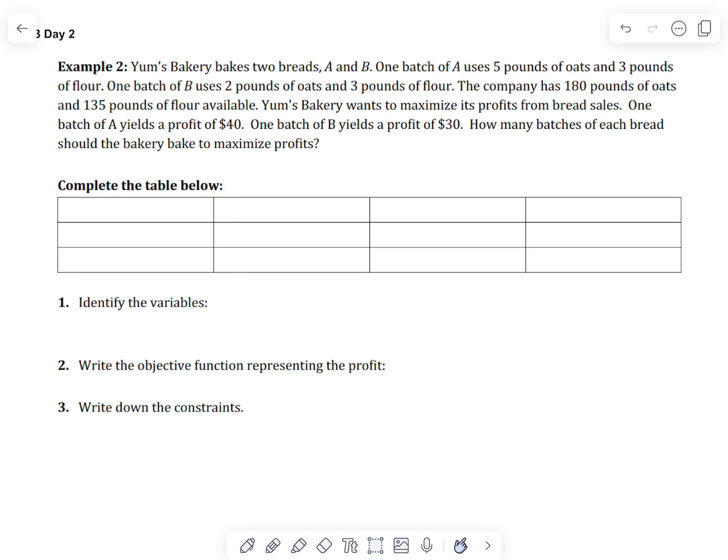All right, here's an example with linear programming. Yum's Bakery bakes 2 types of breads, bread A and bread B. One batch of bread A uses 5 pounds of oats and 3 pounds of flour. One batch of bread B uses 2 pounds of oats and 3 pounds of flour. The company has 180 pounds of oats and 135 pounds of flour available. So we're going to go ahead and stop there and set up a table.